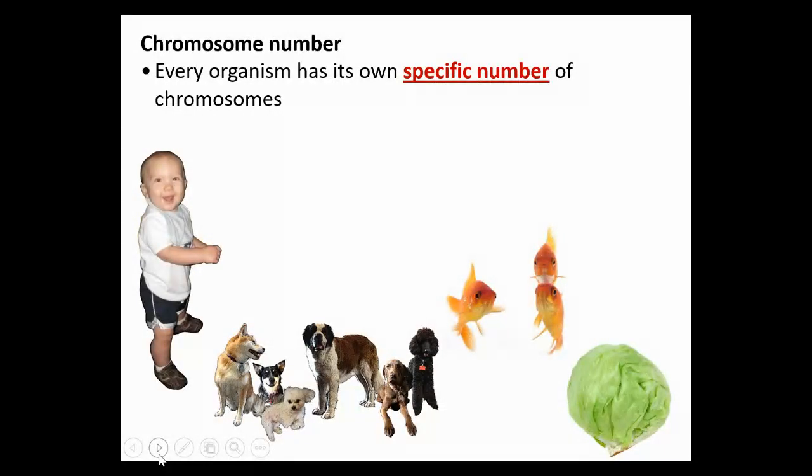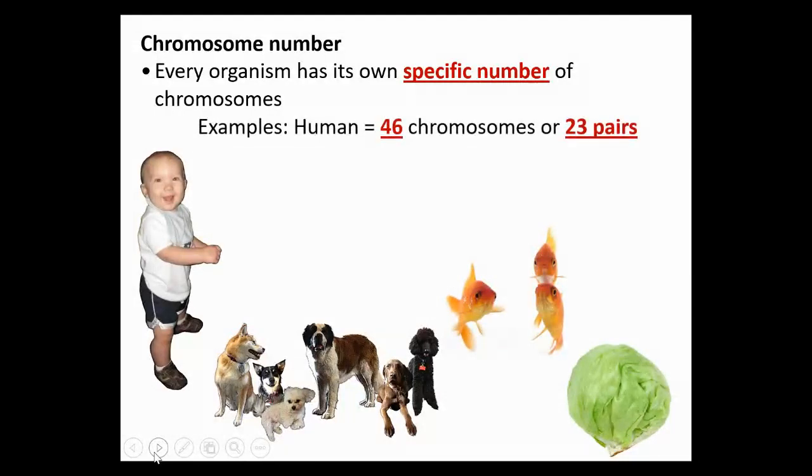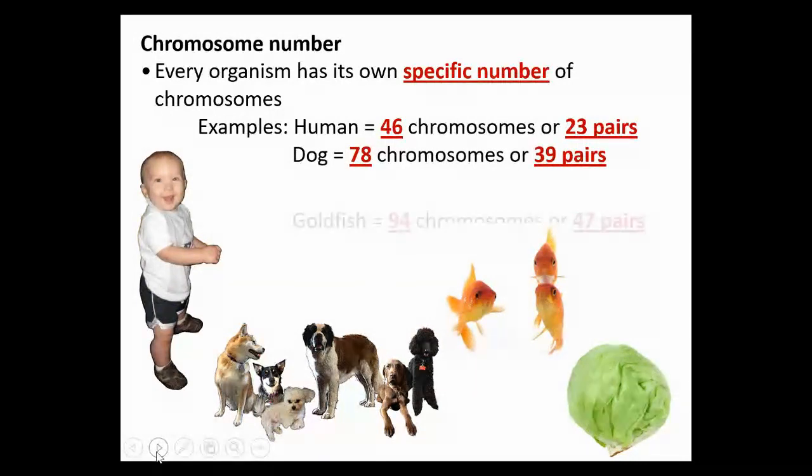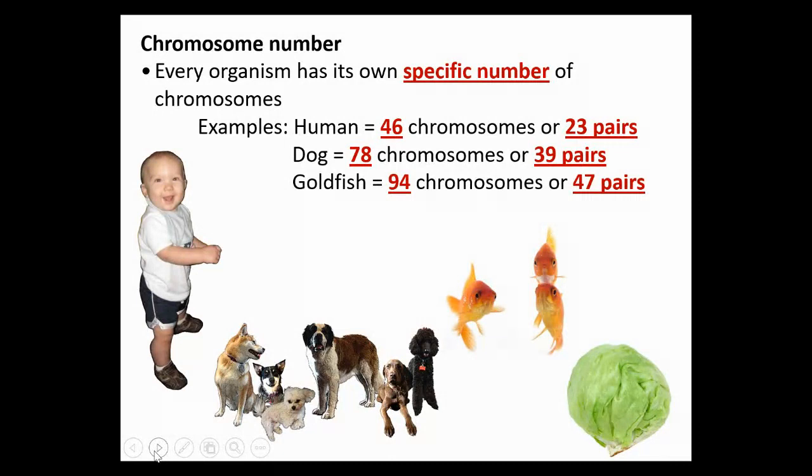Chromosome number, every organism has a specific number of chromosomes. Everything does not have 46 chromosomes. Humans have 46 or 23 pairs. Dogs have 78 or 39 pairs. Goldfish have 94 or 47 pairs. Lettuce has 18 chromosomes or 9 pairs.